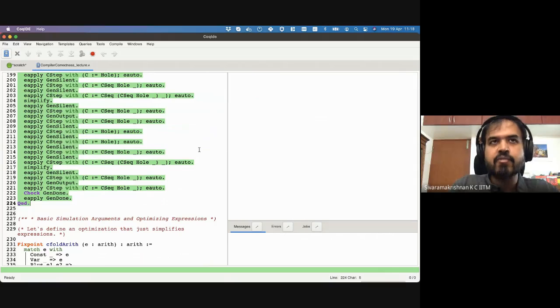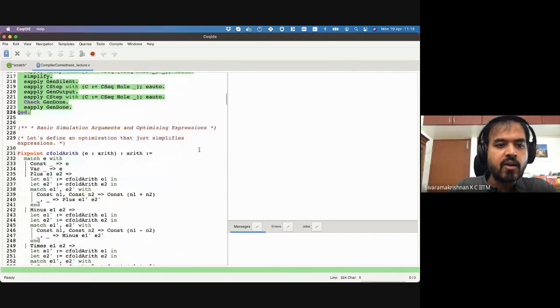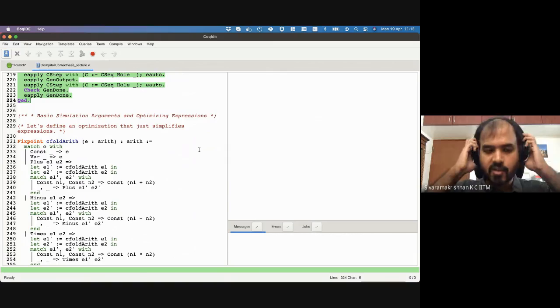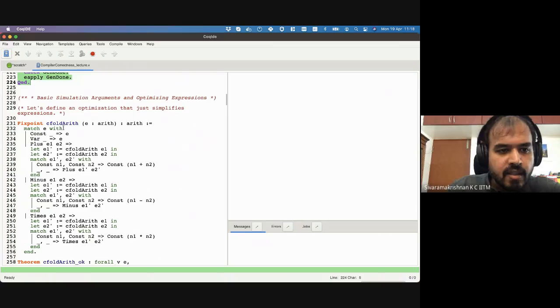And because this is an infinite program, we have to do this in a clever way, right? We can't just say execute the program and you will get this result. So in order to do that, let's first define the optimization, right? The optimization is we are just constant folding arithmetic values, right? So this does the main work here.